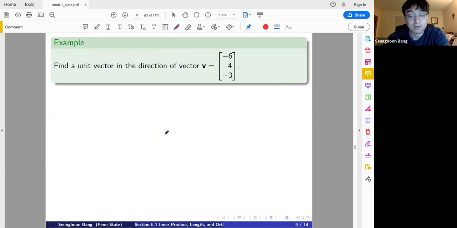The next thing: find a unit vector in the direction of v. How can you find it? You need to find the norm of v first. The norm of vector v: how can you find it? The square root of negative 6 squared plus 4 squared plus negative 3 squared.